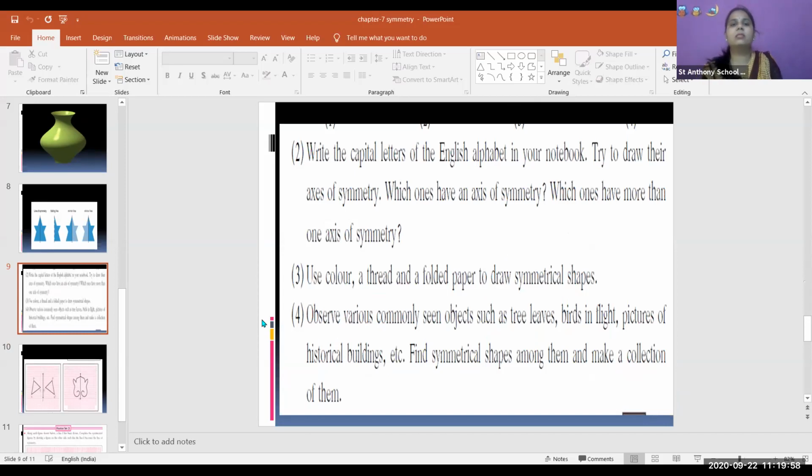Now the next practice set is, write the capital letters of the English alphabet in your notebook, from A to Z. Try to draw their axes of symmetry. Which ones have an axis of symmetry? Which ones have more than one axis of symmetry? So let's take an example.